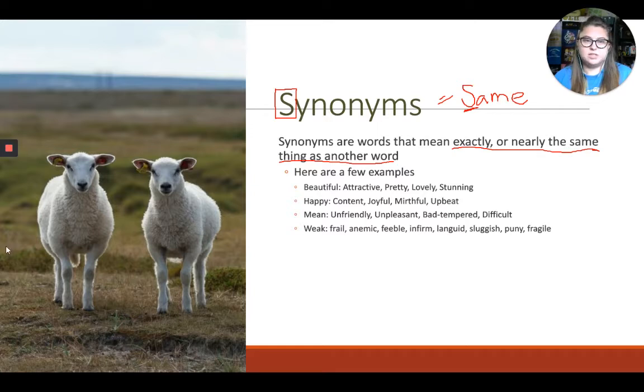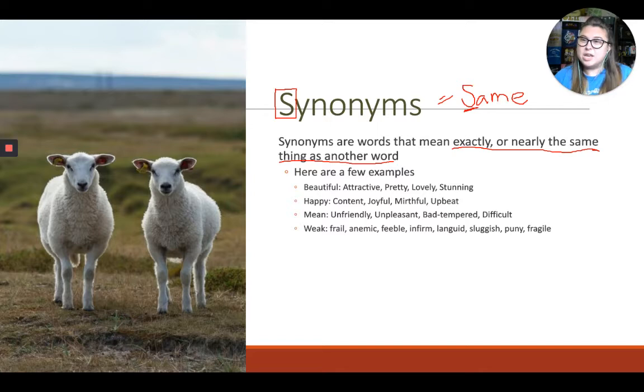What I really want to reinforce here is that these can mean exactly or nearly the same. Take these sheep, for example. They're not exactly the same, but we know that they are nearly the same thing. That's how synonyms usually work. A good example of synonyms is the word beautiful. There are lots of ways to say that someone is beautiful. You can be attractive or pretty or lovely or stunning or cute or sexy. All of these mean the same thing, that you are physically attractive.